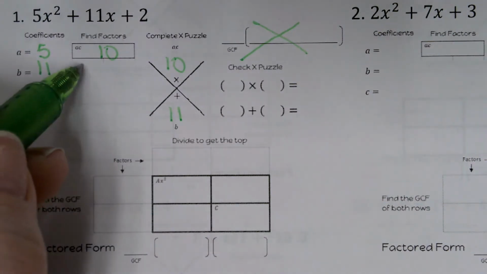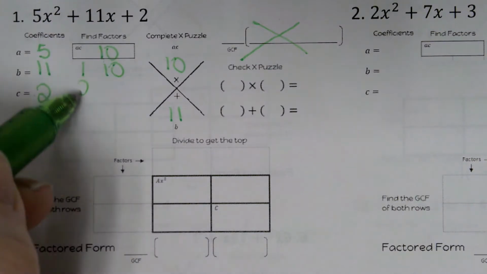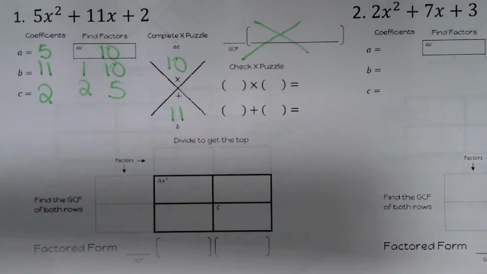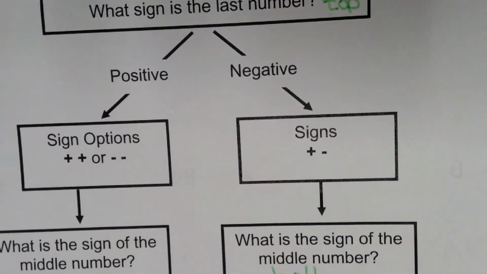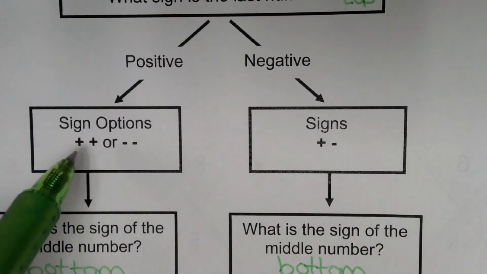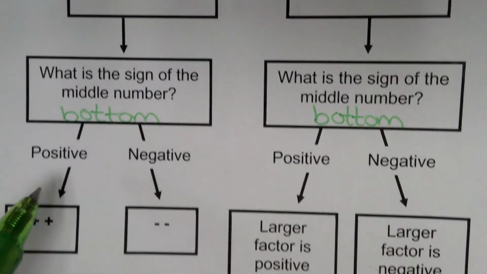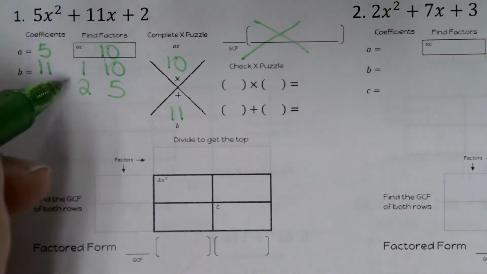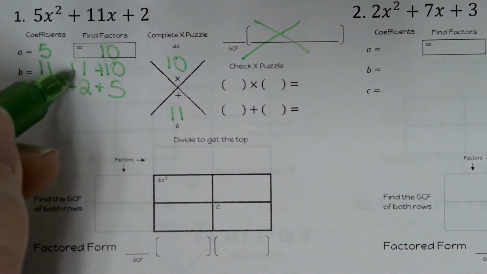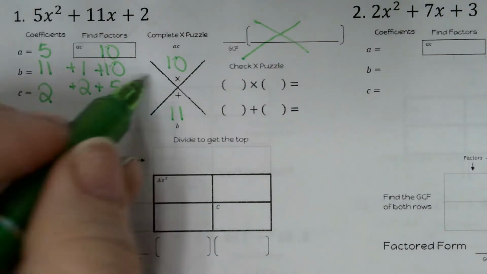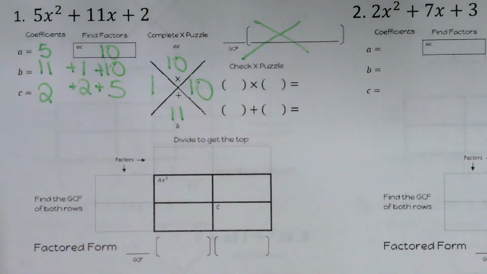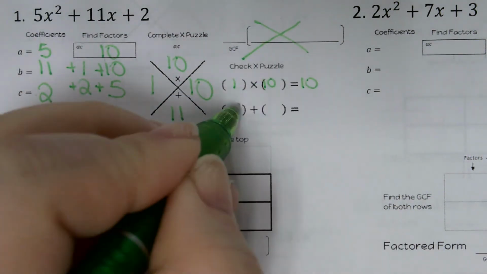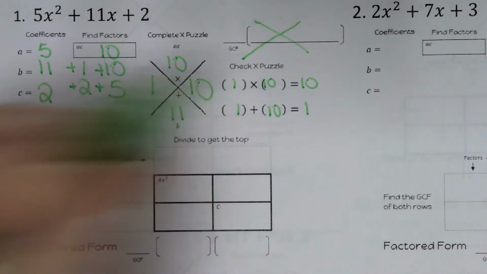Factors of 10, 1 and 10, 2 and 5. Follow your factoring flowchart. The sign of the top number was positive. The sign of the bottom number was positive, so I'll use 2 positives. 1 and 10 is what will get me my 11. 1 times 10, that gives me the 10 I wanted. 1 plus 10, that gives me the 11 I wanted.